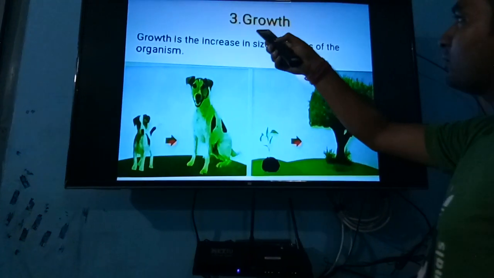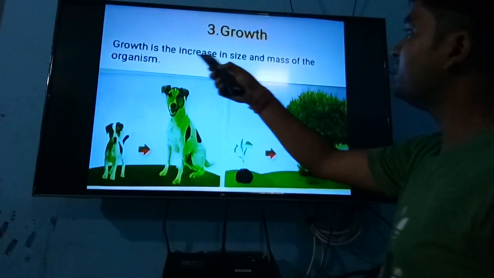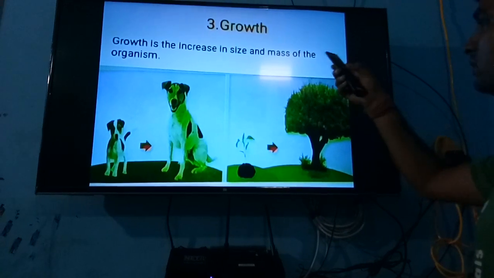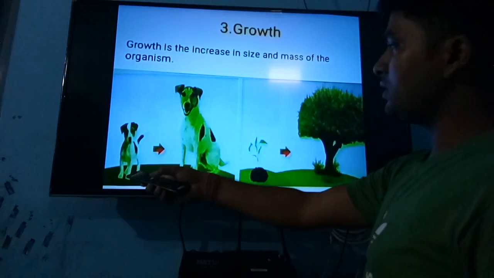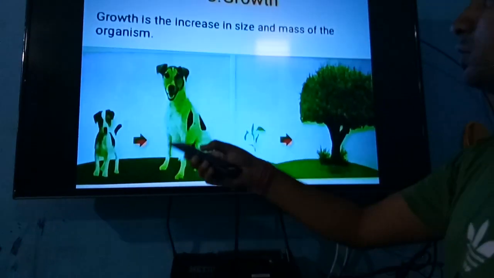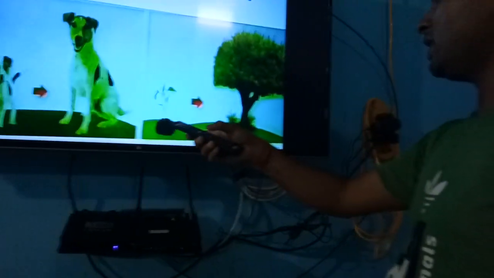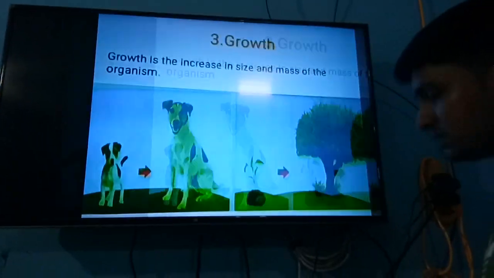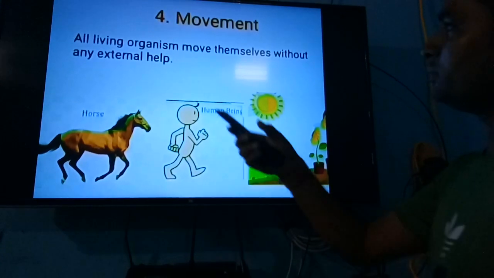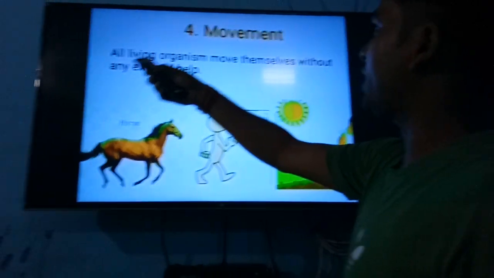Next, growth. Growth is the increase in size and mass of the organism. You can see in this picture, the baby dog turned into an adult dog, and the baby plant turned into an adult plant. In this way, their growth increases from time to time.